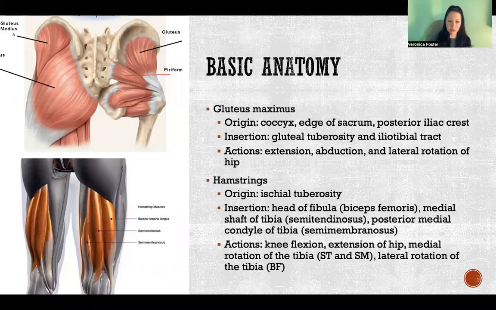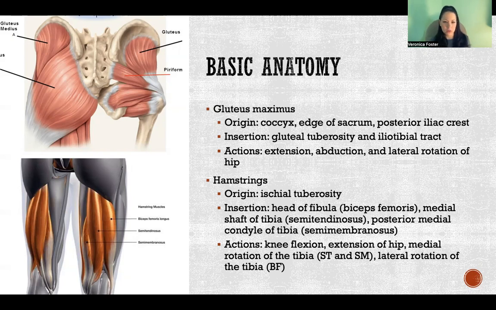Gluteus maximus is our largest gluteal muscle and also the most superficial. It crosses all the way from the coccyx and the sacrum and the posterior iliac crest. That's where it originates. And then it goes all the way across and inserts on the gluteal tuberosity and blends into the iliotibial tract that runs down the side of the leg. So its actions are to extend, abduct, and laterally rotate the hip.